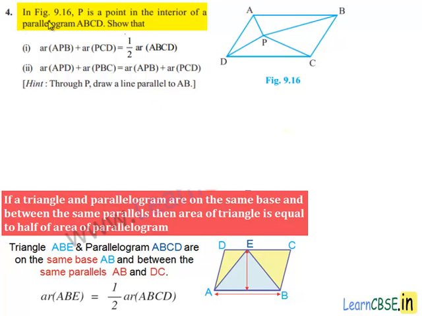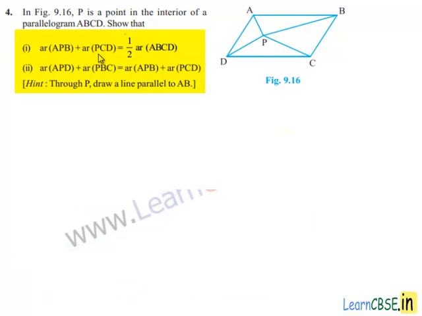Moving on to the fourth question. In figure 9.16, P is a point in the interior of a parallelogram ABCD. Show that area of triangle APB plus area of triangle PCD is equal to half times the area of parallelogram ABCD. And second question, area of triangle APD plus area of triangle PBC is equal to area of triangle APB plus area of triangle PCD.